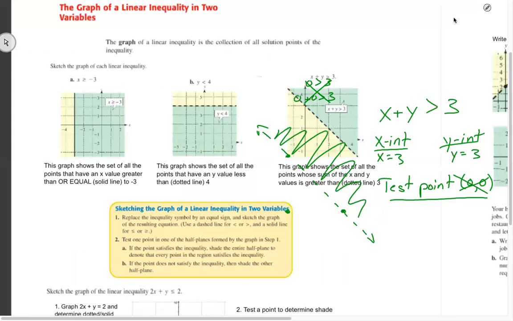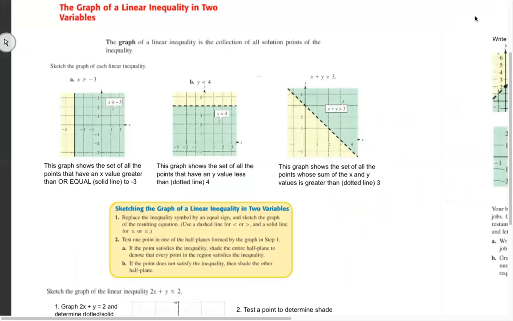I'm going to increase how the test point part works. Remember, any point in your shaded area has to work. So if I pick a point in my shaded area, such as 0, 0, and it doesn't work, then that can't be part of my answer. So I have to shade on the other side, because it's any point.